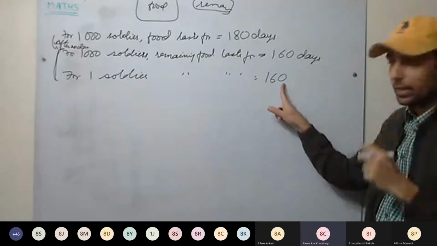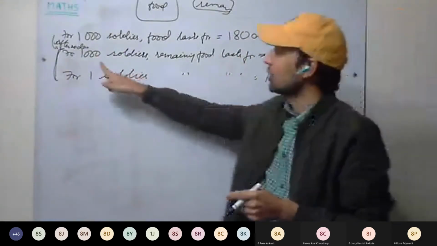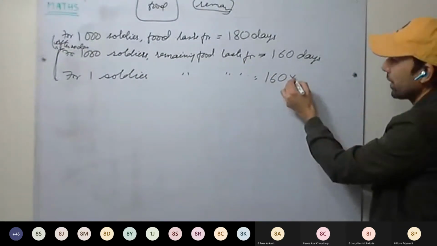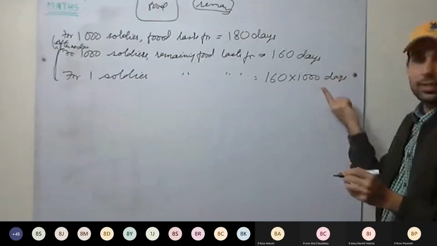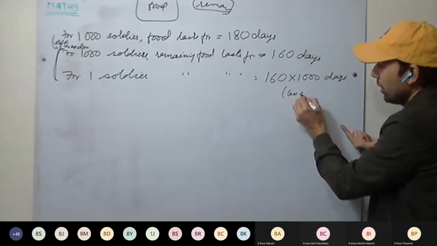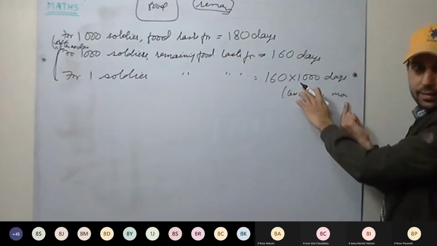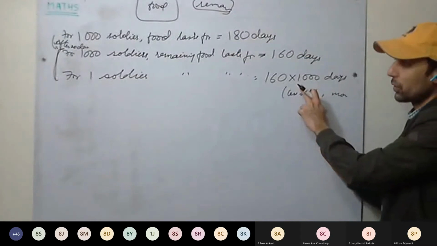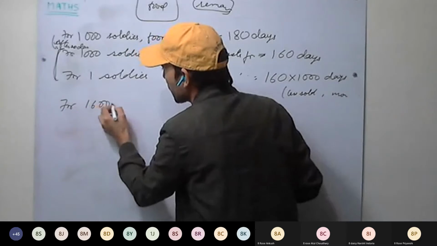Multiply. See here, 1000 soldiers last for 160 days. So soldiers have decreased to 1, and food will last more days. That means we have to multiply by 1000. For one soldier, because there are fewer soldiers, there will be more days. So the answer must be more days because it is only for one soldier. Answer must be larger. So for how many? 1600 soldiers.